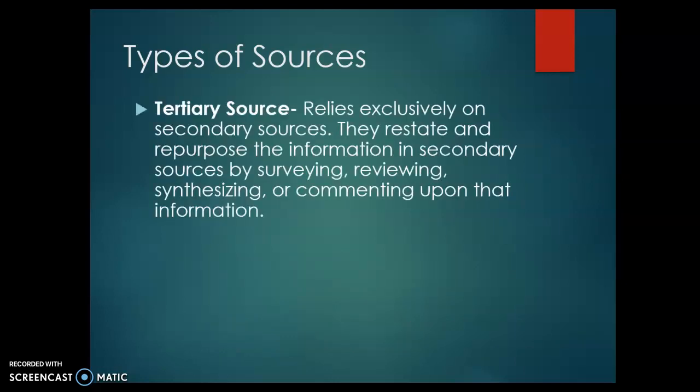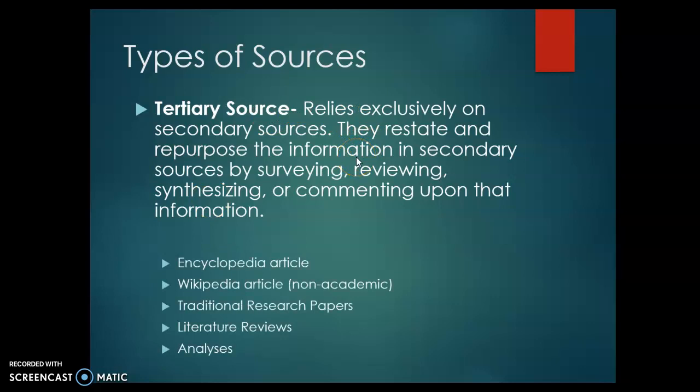A tertiary source relies exclusively on secondary sources. They restate and repurpose the information in secondary sources by surveying, reviewing, synthesizing, or commenting upon that information. These would be your encyclopedia articles, Wikipedia, which is non-academic, traditional research papers, literature reviews, and analyses. So when we think of research papers at the college level, research papers in themselves are going to usually be tertiary sources. They're going to tap into what others are saying about a primary source.